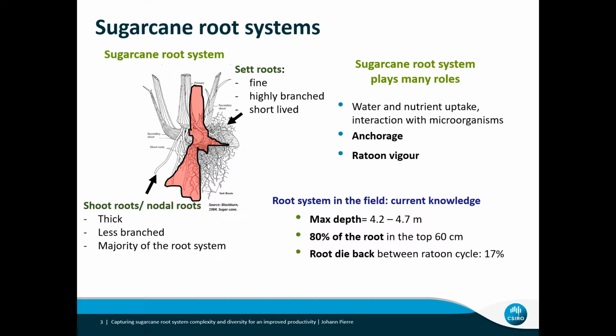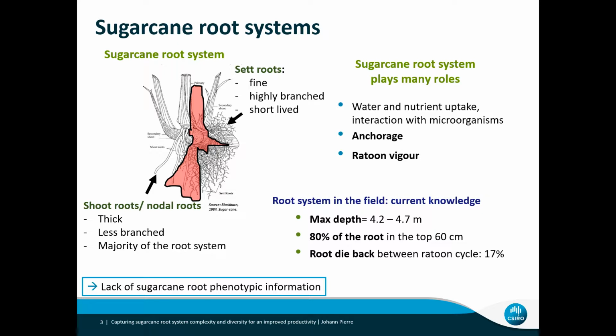So far, there haven't been a lot of studies about the sugarcane root system, and the current knowledge is that the maximum depth of the root system is around 4.2 to 4.7 meters, that 80% of the roots are located in the top 60 centimeters of the soil, and that the root dieback between ratoon cycle is around 17%. And these studies are great, but they do not provide any information about what the sugarcane root and root system looks like. And we need to have this information to help us build a sugarcane root system ideotype.